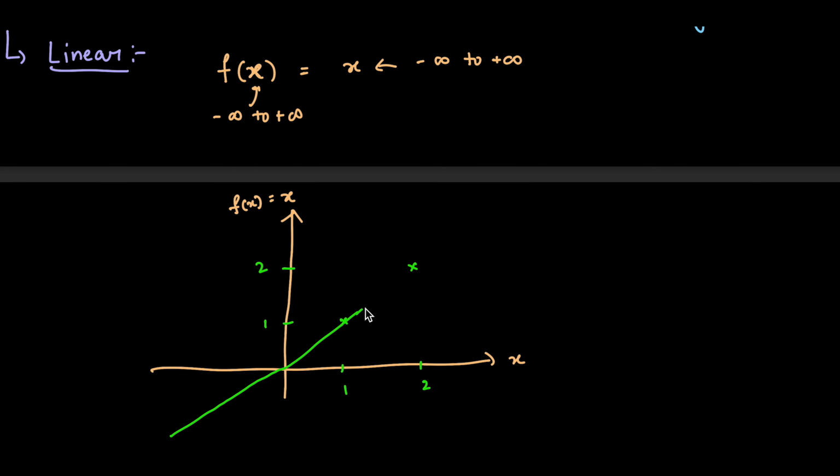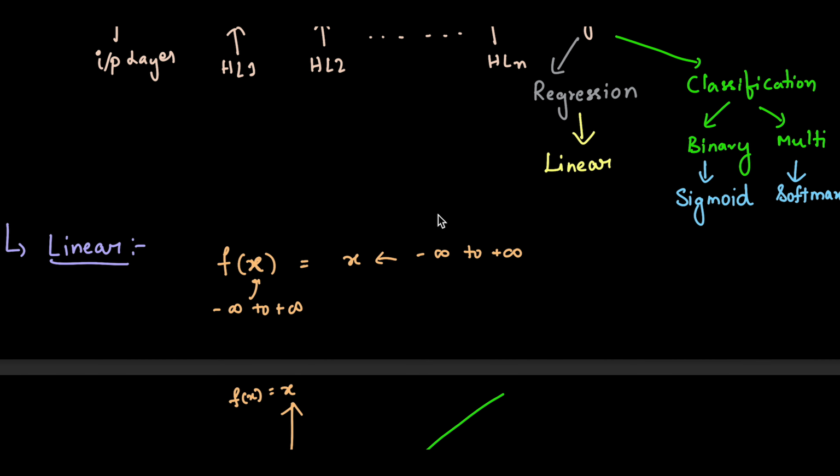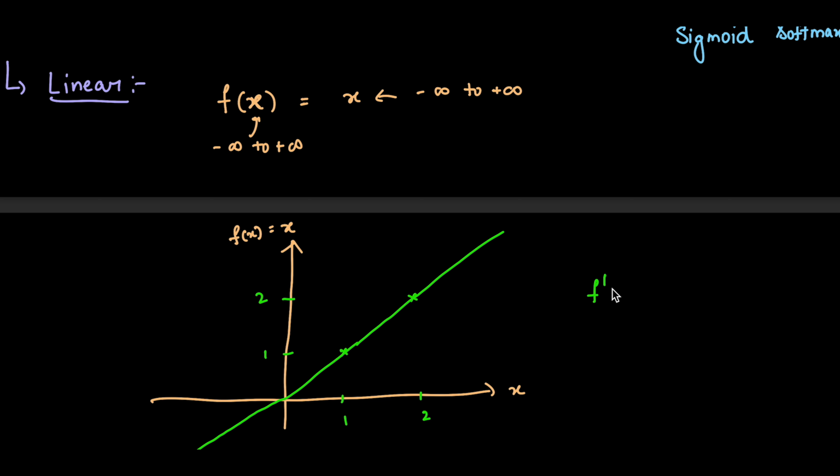While doing backpropagation, which we discussed in the last video, we might need to calculate derivatives. If we calculate the derivative of this linear function with respect to x, it will be 1. So this is about the linear activation function.